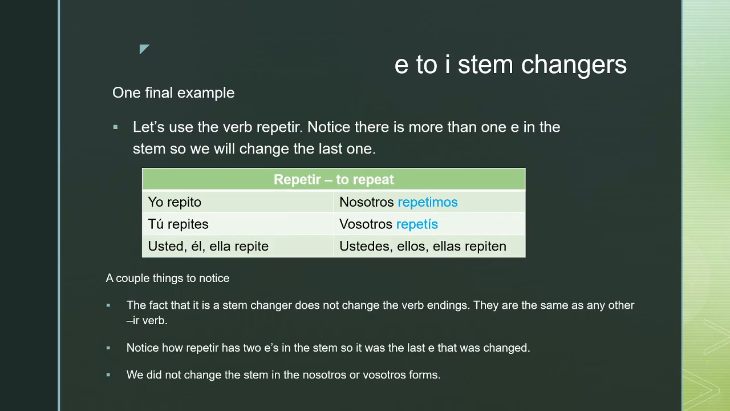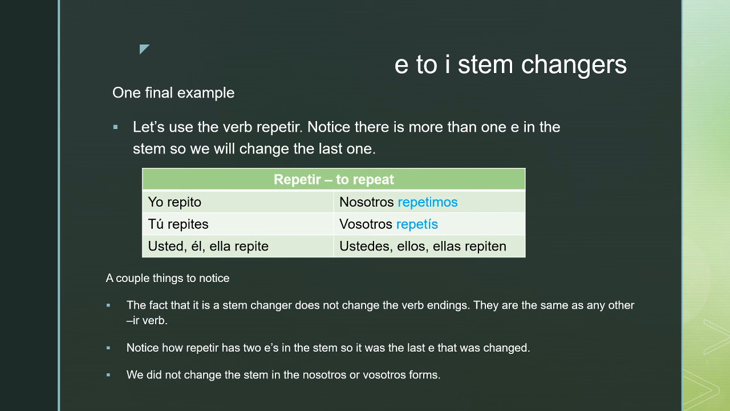One final example, we're going to use the verb repetir, and you're going to notice that it's got more than one syllable in the stem. So re, pe, tir. When I look at it, notice the yo form, the tú form, the usted, él, ella form, the ustedes, ellos, ellas forms. In all of these, the last syllable of the stem is where we see that stem change take place. But in the nosotros and vosotros form, we don't have to make the stem change at all, so it just stays R-E-P-E-T. And other than that, it's going to work just like any other IR verb.